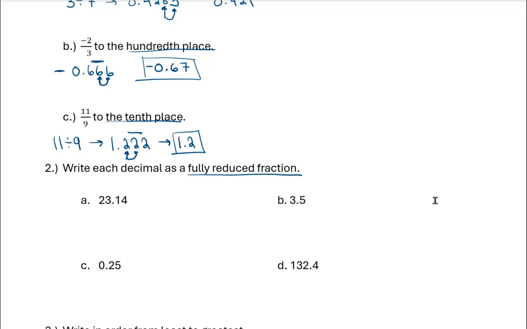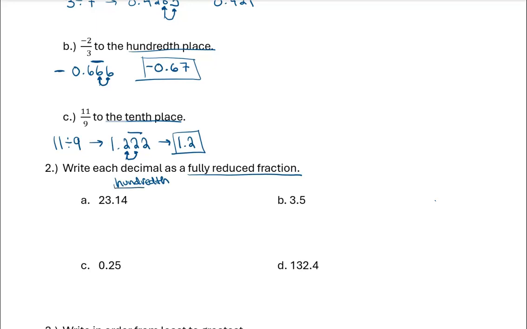Okay, so we need to remember when we look to the places to the right of the decimal, what the name of that place is. The reason that's important is because it tells you what your denominator is. So for the first one, I have 23 and 14 hundredths.